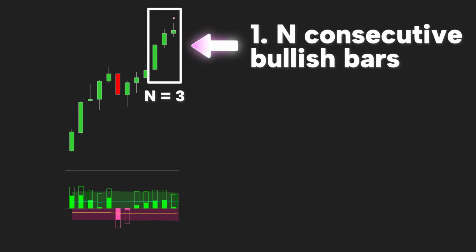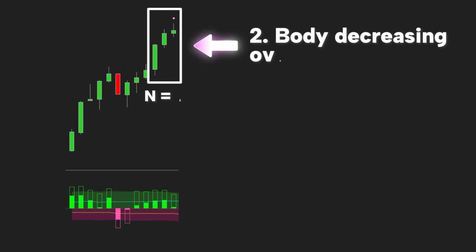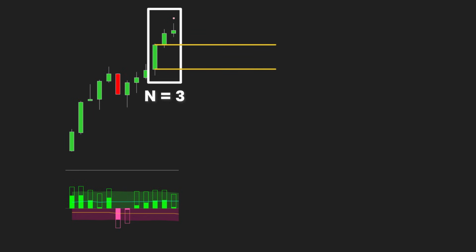Applying this to the chart, the first condition for identifying a buy exhaustion candle is having N consecutive bullish candles. In this case, N is set to 3, so the system evaluates the last 3 consecutive candles. Next, within this range, the system checks whether the bodies of the bullish candles are decreasing, which indicates weakening buying momentum. And as you can see here, these 3 candles clearly show a gradual reduction in body size, signaling that the buy side is losing strength.